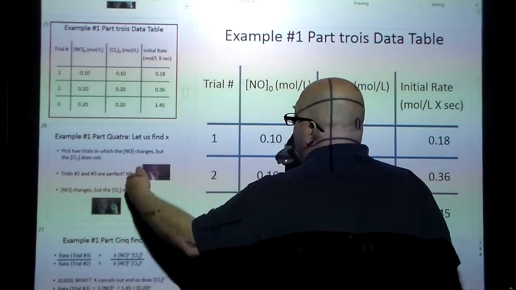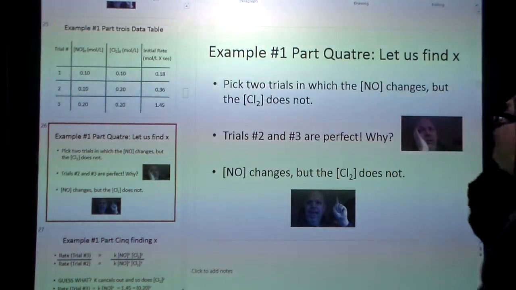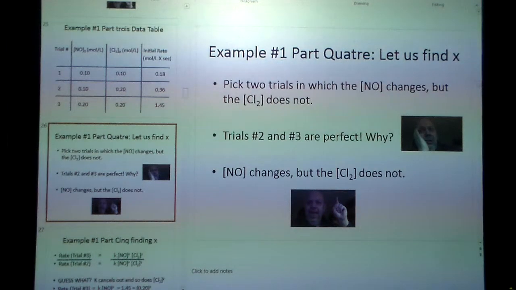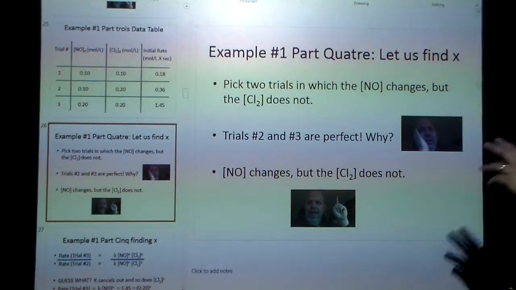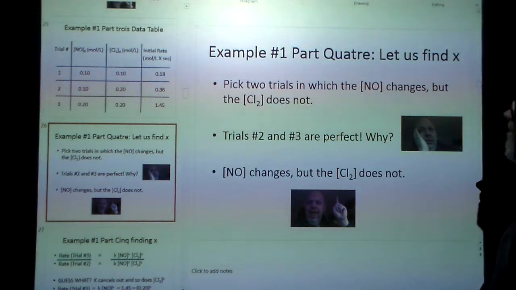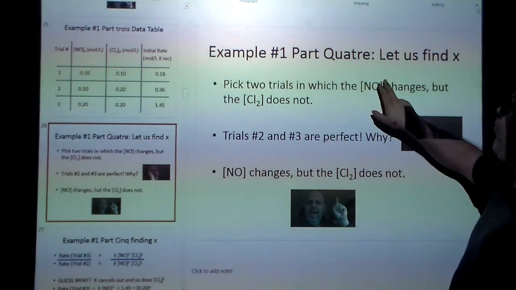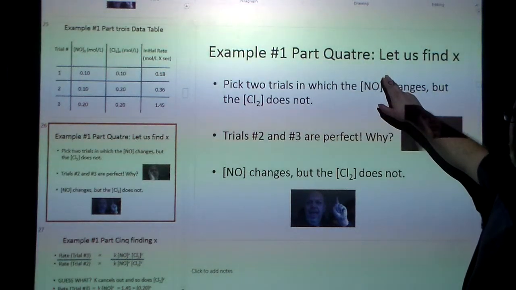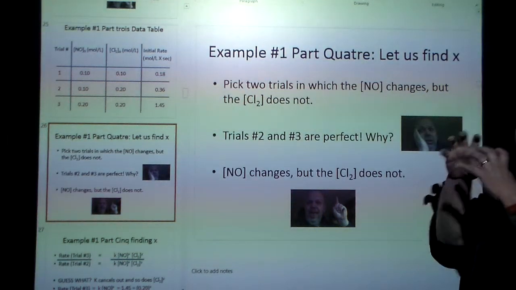What is that telling us? Well, we need to find x. So we need to pick out two trials where the concentration of NO changes, but the Cl2 concentration doesn't. Wait a minute, why? Because we're trying to find what power we raise the concentration of the NO to.